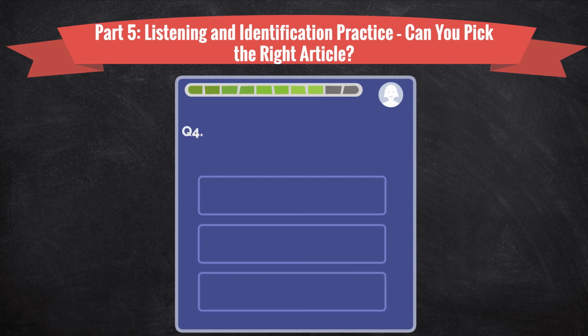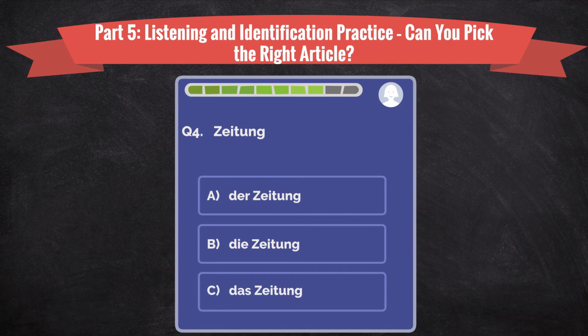Question 4. Zeitung. A. Der Zeitung. B. Die Zeitung. C. Das Zeitung. The correct answer is B. Die Zeitung. It ends with -ung, which is always feminine.